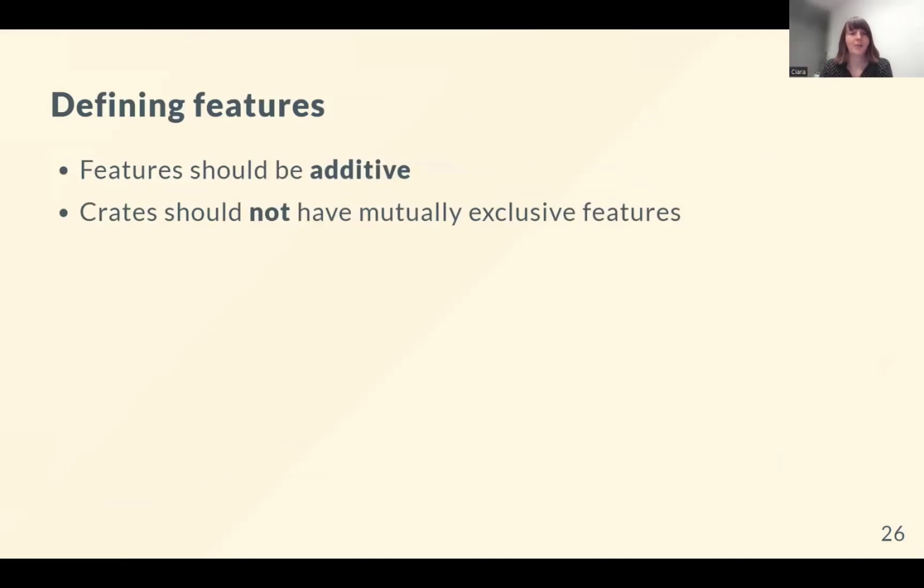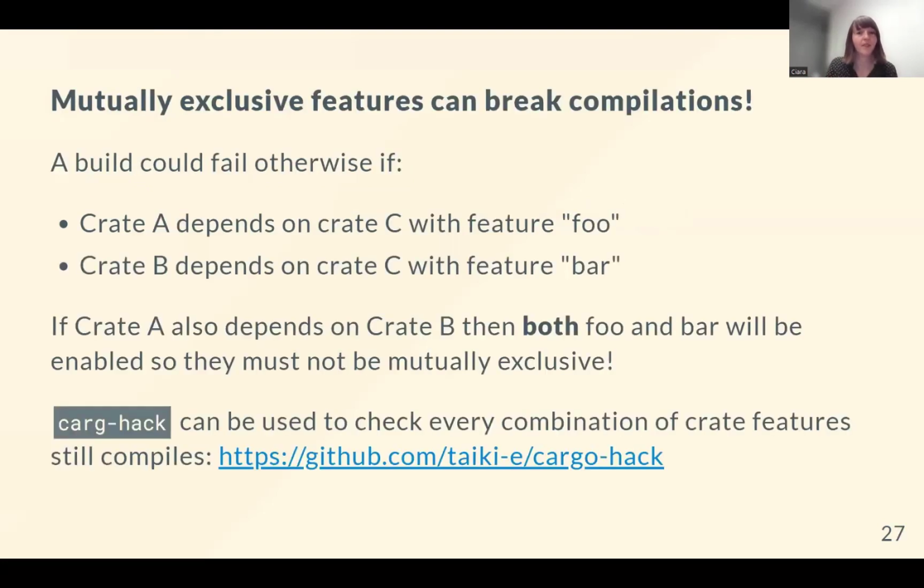When you're defining your own features, you really want them to be additive, and this is something that Jon Gjengset really emphasizes in the book. Crates should not have mutually exclusive features. By that, it means if you have one feature enabled, that should not prevent you from enabling another feature. They should always be able to be combined together. They shouldn't cause any clashes. And that's because if they didn't work like that, then you could have compilation failures.